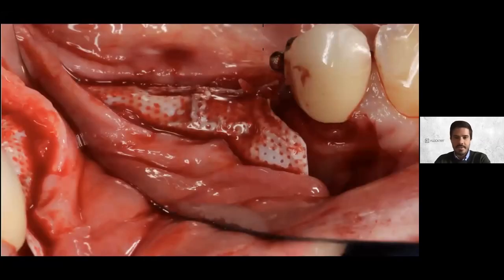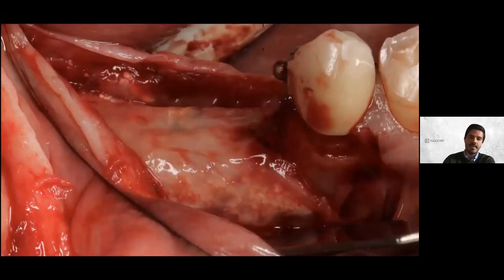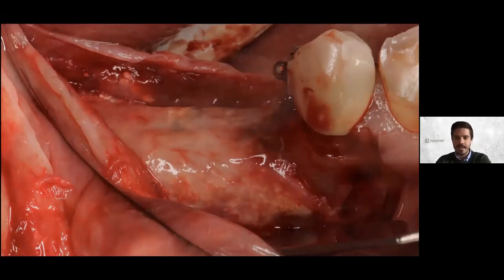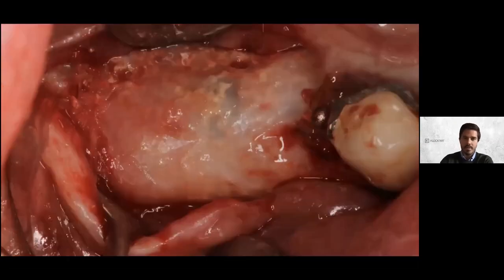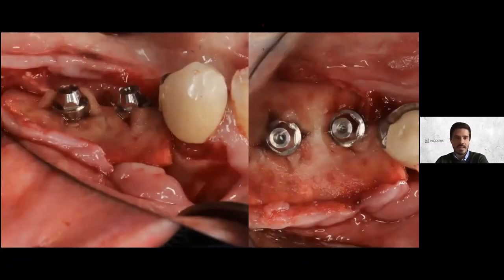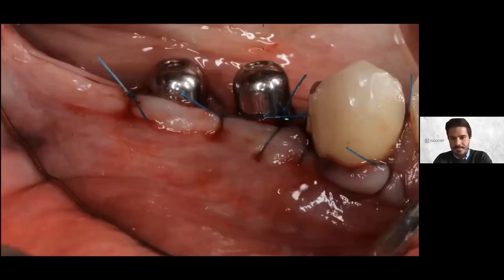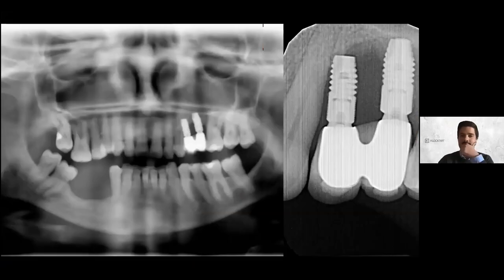Then we raise the flap, and this is before regeneration and after regeneration. Look at the bone volume that we have achieved with this technique. We place our abutments, then we increase the thickness of soft tissue by means of a soft tissue matrix. In this case, we end the surgery in this step. Let's go for another case like this.